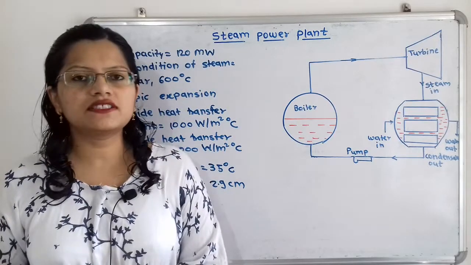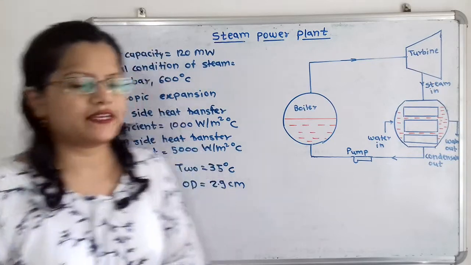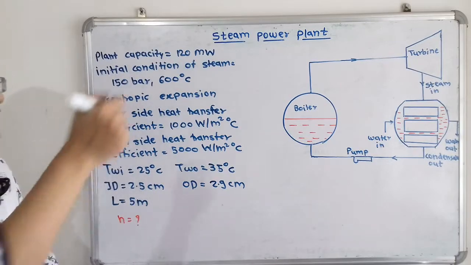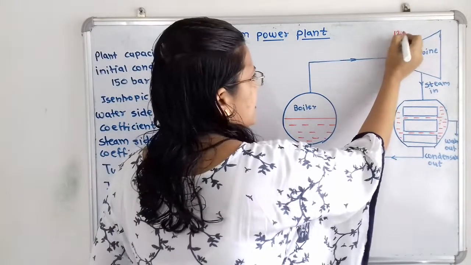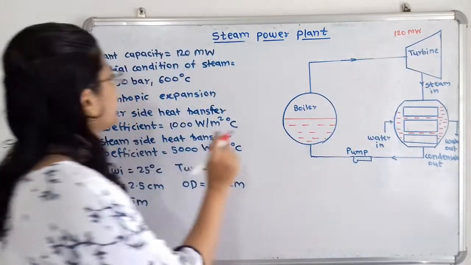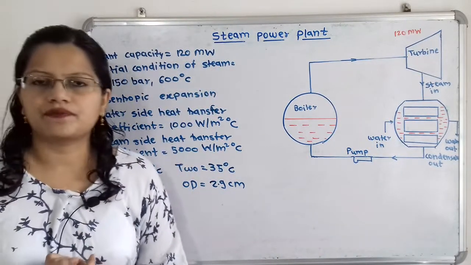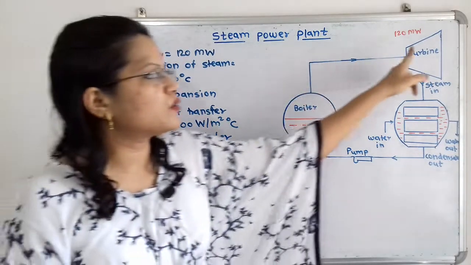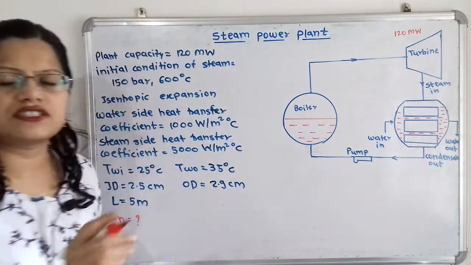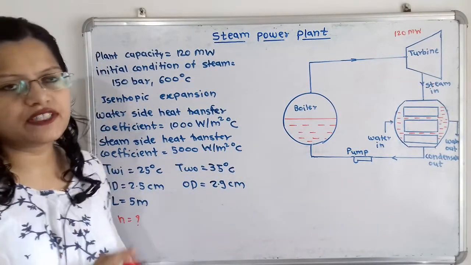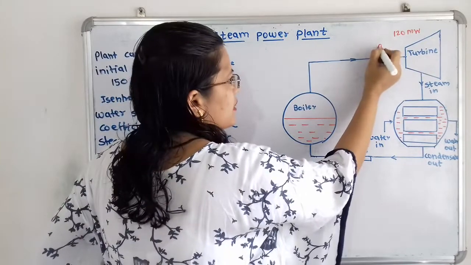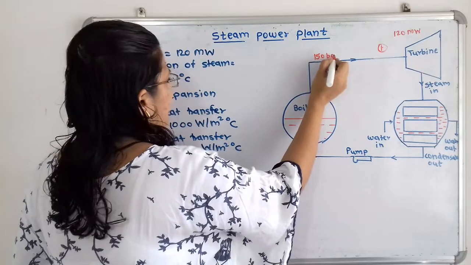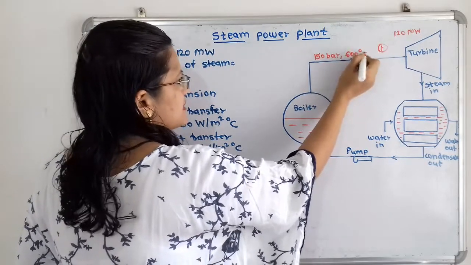Let us first understand the given data with the help of the diagram. The plant capacity is given as 120 megawatt, so we will write here that the capacity is 120 megawatt. Then the initial condition of steam, that means steam entering the turbine. We will take suffix 1. At this point 1, the initial condition of steam is given as 150 bar and temperature 600 degrees Celsius.